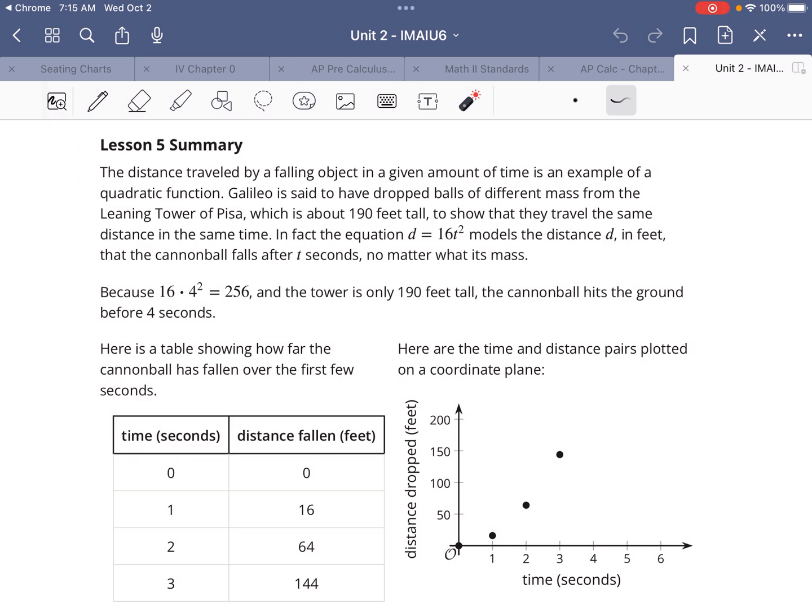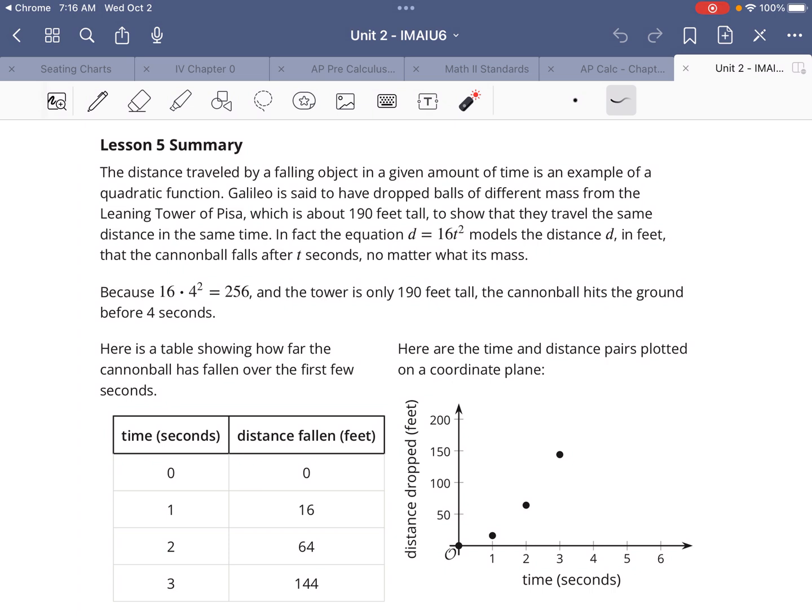Apparently, he dropped cannonballs of different masses from the Leaning Tower of Pisa, which is about 190 feet tall, to show that they travel the same distance in the same time. In fact, this equation right here tells us how far an object that is dropped will travel in t seconds. 16 times whatever the time is squared. Time times time. No matter what its mass, that's always what it's going to be.